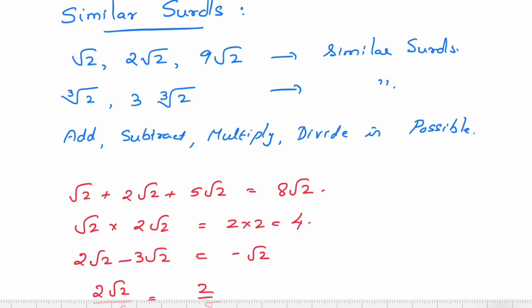Now similar surds: root 2, 2 root 2, 9 root 2, where the orders are the same, are called similar surds. You can add, subtract, multiply or divide similar surds. See the example here: root 2 plus 2 root 2 plus 5 root 2. The order is the same, so you can add. The coefficient of the first root is 1, so 1 plus 2 plus 5 is 8. So the answer is 8 root 2.